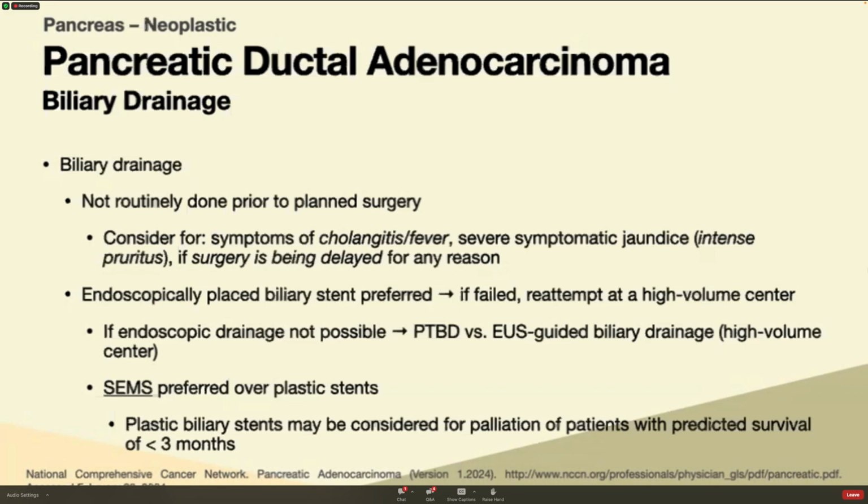It is preferred that metallic stents are used over plastic stents, and endoscopically placed biliary stents are preferred. But if it's not possible, then second line options include PTBD and EUS guided biliary drainage. So it's better to use metallic stents, but if the predicted survival of the patient is less than 3 months, then plastic biliary stents can also be used.